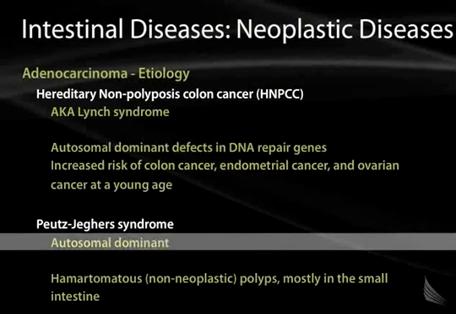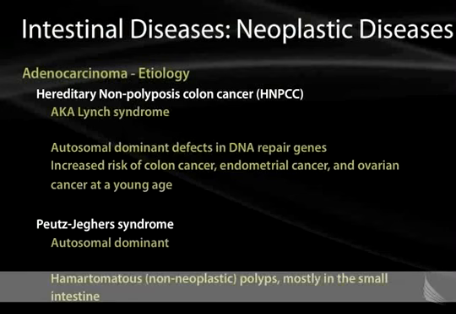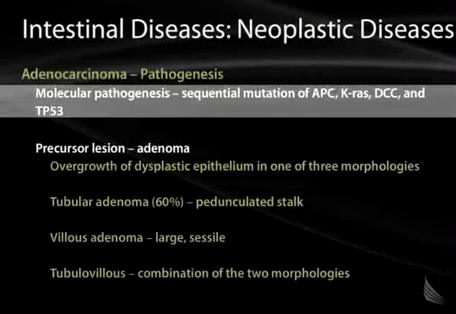Peutz-Jeghers syndrome is also an autosomal dominant syndrome in which patients develop multiple hamartomatous non-neoplastic polyps, usually arising in the small intestine. Remember, Peutz-Jeghers syndrome has hamartomatous polyps which are not neoplastic. These patients are not at risk for adenocarcinoma of the colon, but are at risk for adenocarcinomas in other parts of the GI tract. The molecular pathogenesis includes APC, KRAS, DCC, and P53 mutations.